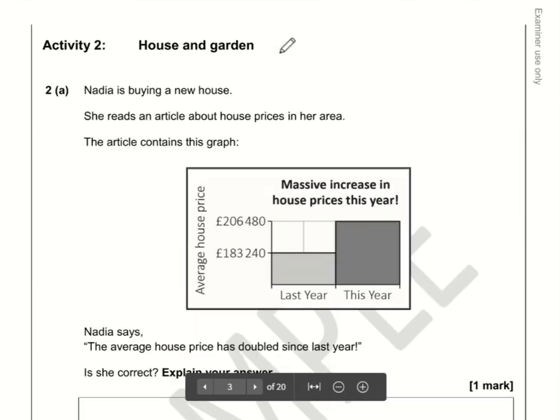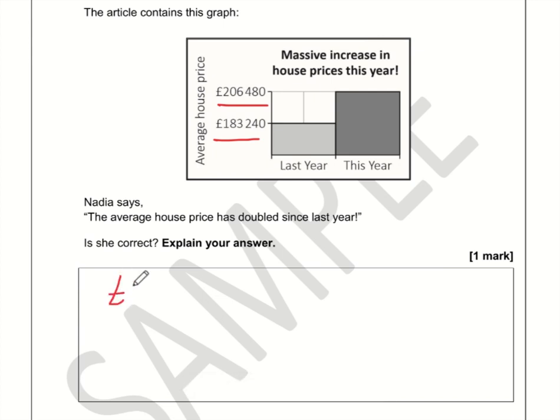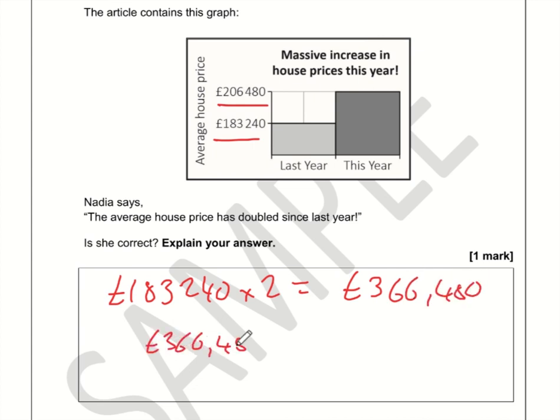Okay, so question 2A. Nadia says the average house price has doubled since last year. So last year 183,240 and this year 206,480. To me it's pretty obvious they've not doubled. 183,240 doubled comes to 366,480, and 366,480 is a lot more than 206,480, so it has not doubled.